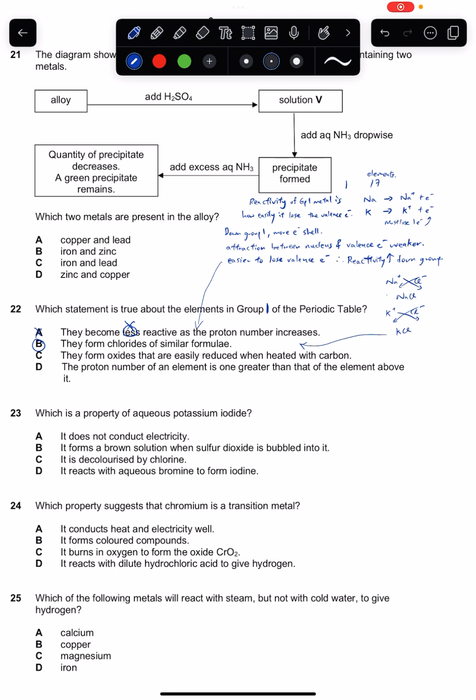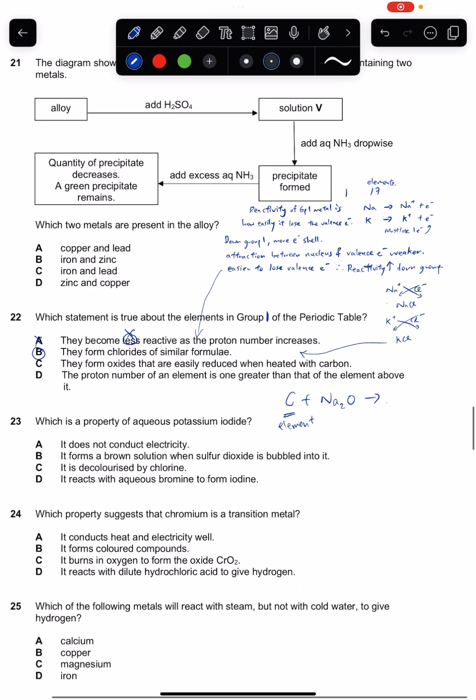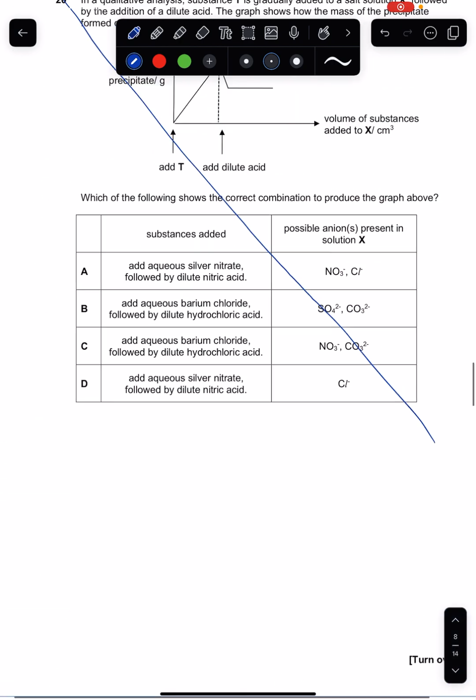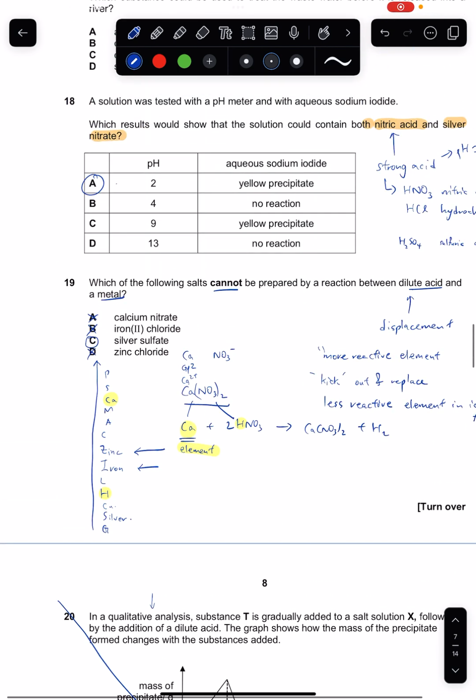C, they form oxide that can be easily reduced. What's happening? Okay, don't panic. So that means carbon plus oxide, let's say Na2O. Is there a reaction? Do you remember the reaction? No, don't worry. Can you see here? There is an element. If there is an element, let's take a look. Carbon versus sodium.